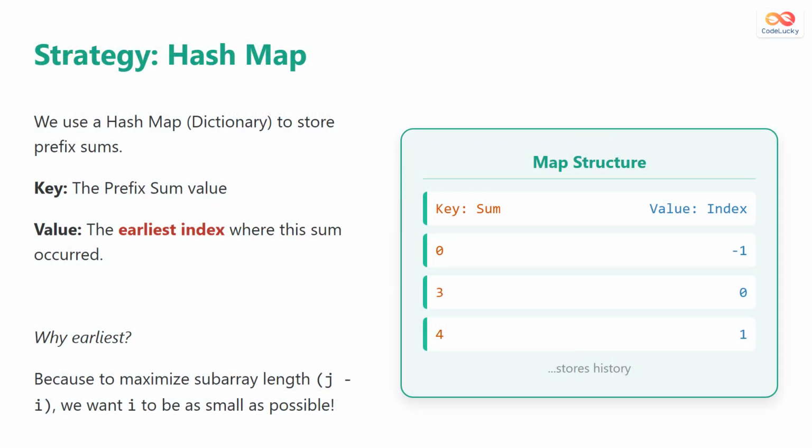To perform this look back efficiently, we use a hash map. The key will be the prefix sum, and the value will be the index where that sum first occurred. We store the index because we need to calculate the length. Crucially, we only store the first occurrence of a prefix sum. Why? Because we want the longest subarray. By keeping the earliest start index, we maximize the distance to the current index.